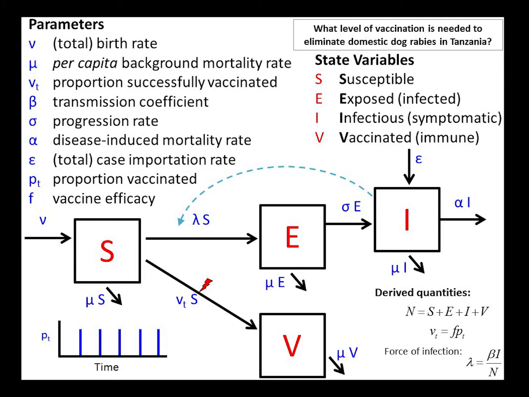So infection occurs when an infectious dog bites a susceptible dog. So you can transition from susceptible to exposed. And there's a force of infection that's proportional to the proportion of infectious individuals in the population. And then exposed dogs can become infectious and symptomatic. Those dogs experience an elevated death rate, so we have alpha I, which is the disease-induced mortality rate.